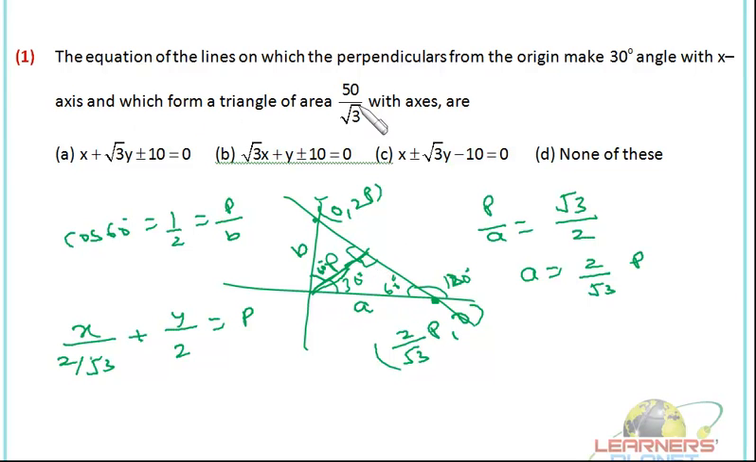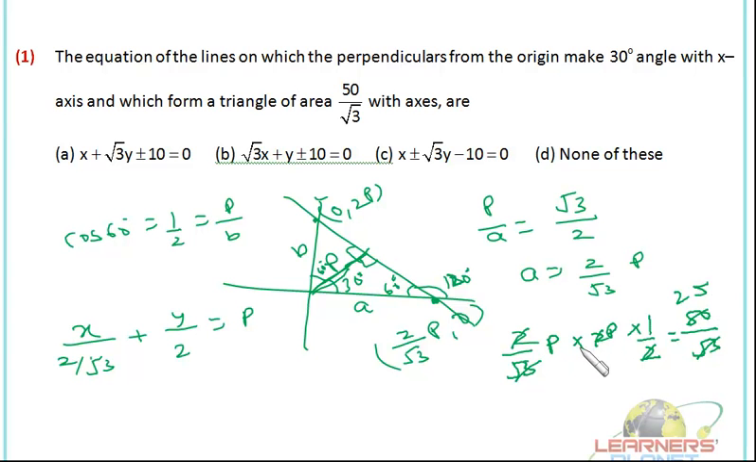In this given question, we have been given the area of this triangle. See, we are getting this triangle, and the area of this triangle will be nothing but half of a into b, right? The area of this triangle is half of this length into this length. Now what is this length? 2 by root 3 p. What is this length? 2p. And half of this is nothing but the area of the triangle. So it is 50 by root 3. So root 3 is cancelled, 2 and 2 cancelled, it is 25. So p square is equal to 25. So p will be 5.